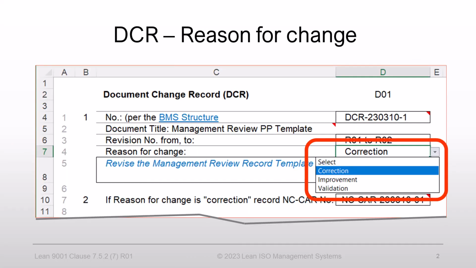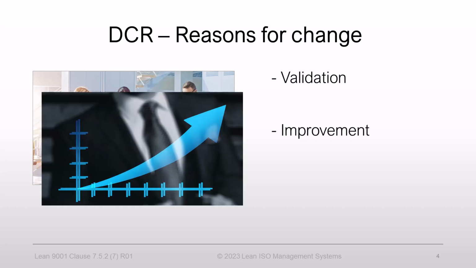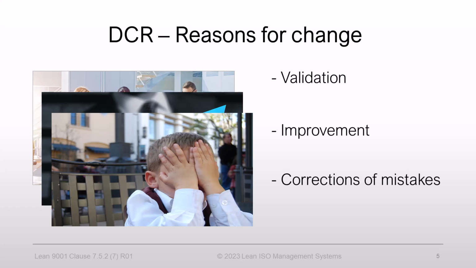As you may recall from the previous video, our DCR, among others, required identification of the reason for the change. Validation: we can use this option for new product or process release validation or to prove a significant change in the process. Improvement is an enhancement of an existing process to reflect on new technologies or approaches. And finally, the corrections are simply document modifications to address previous mistakes, missing requirements, grammar, and others.